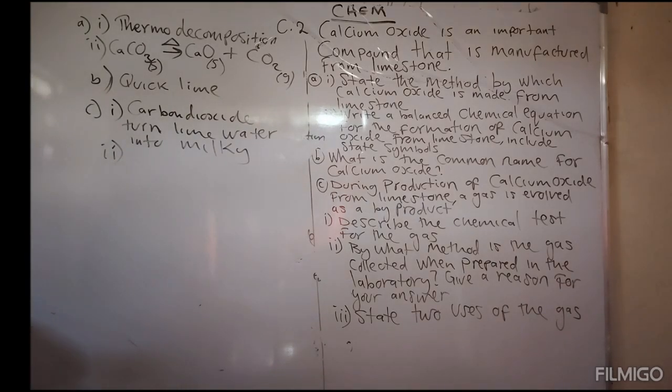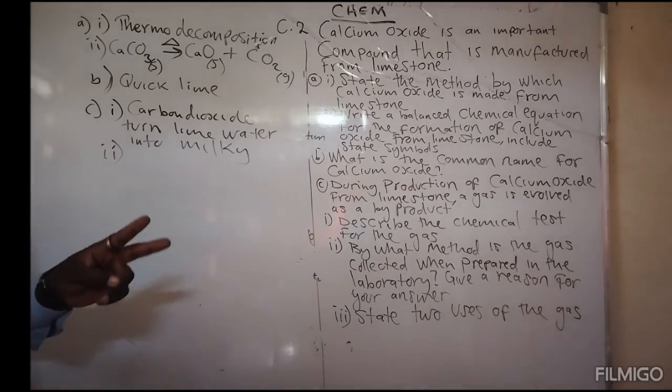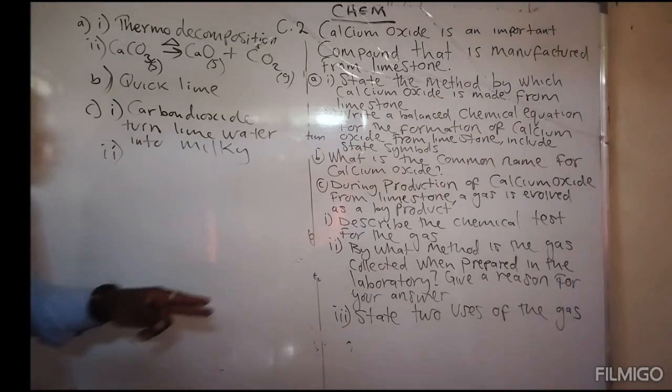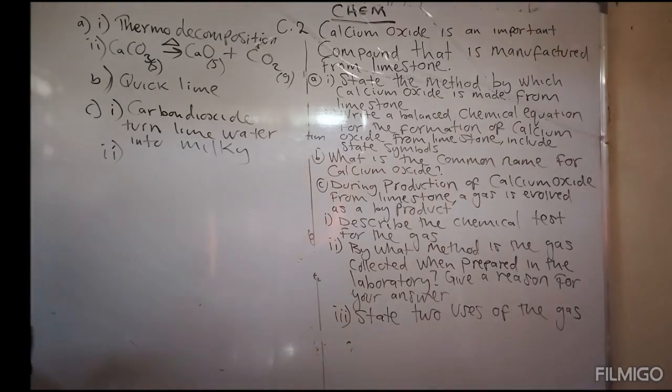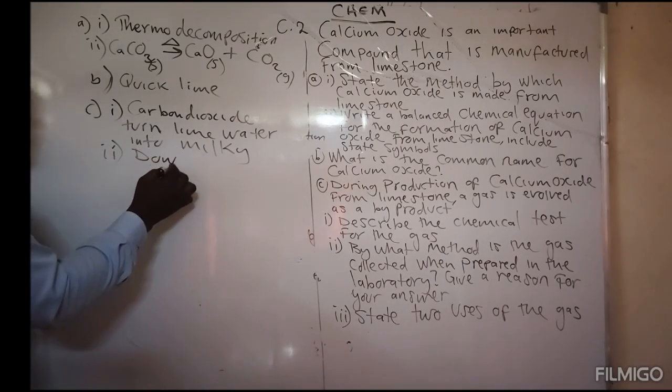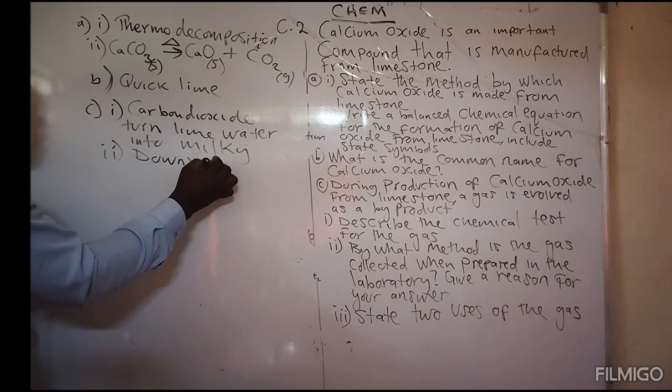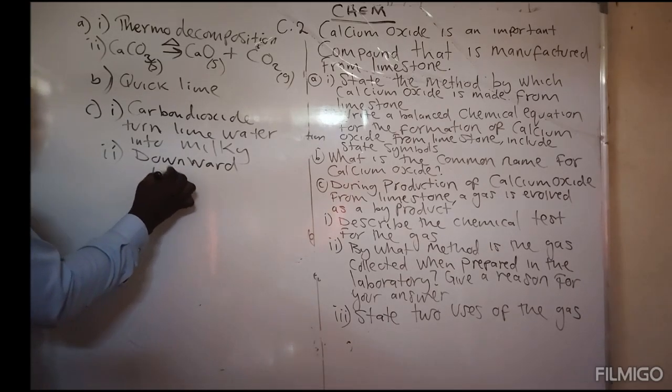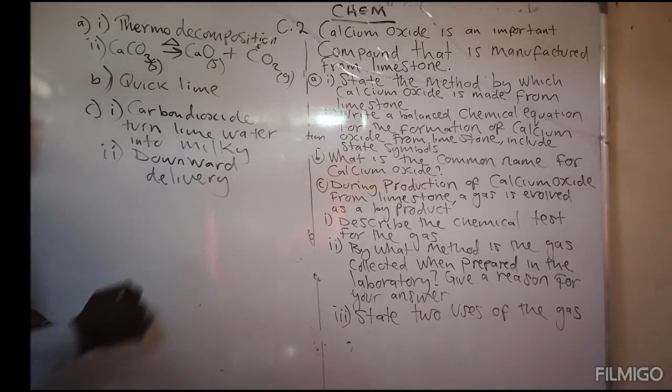The next now it's C2. By what method is the gas collected when prepared in the laboratory? And give a reason for your answer. So we have 2 marks here. You mention the method and you also give a reason. The method here is downward delivery. That's the method, downward delivery.